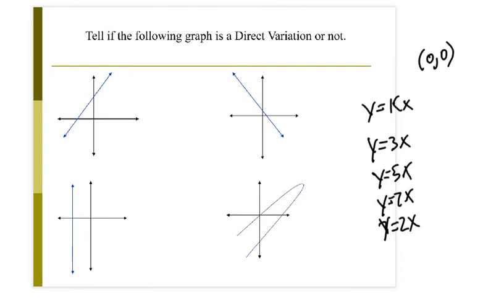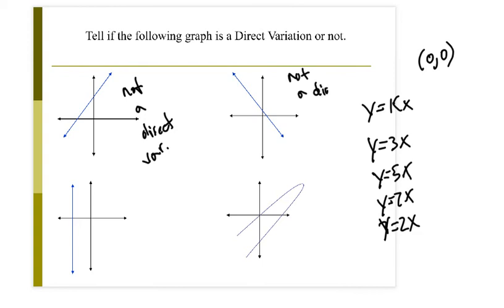Looking at this graph, does it go through the origin? It comes pretty close, but no, it doesn't. This is not a direct variation. So let's just write this down. Not a direct variation. Same thing here. Not a direct variation. This one as well doesn't even come close. It's not a direct variation, doesn't go through the origin.